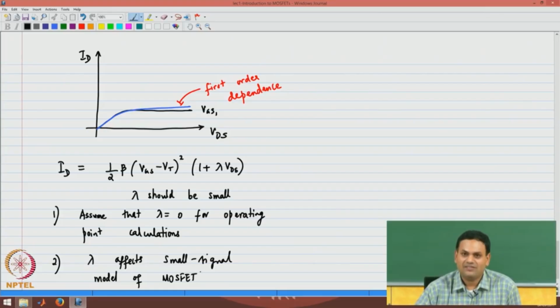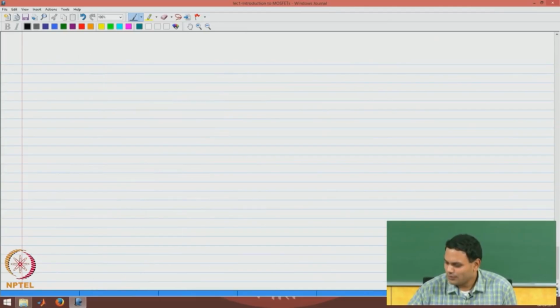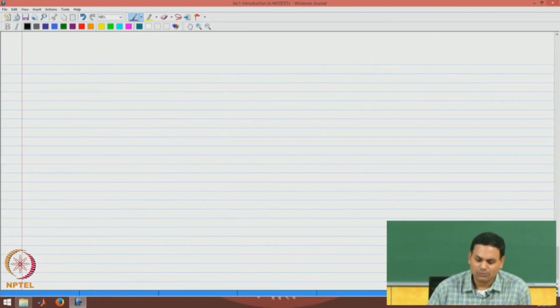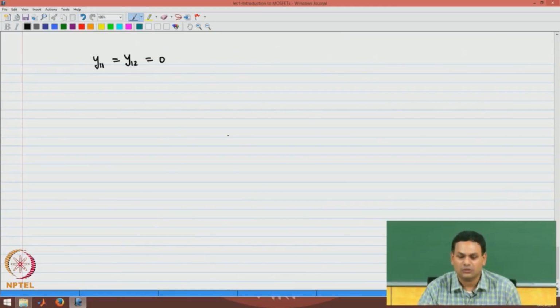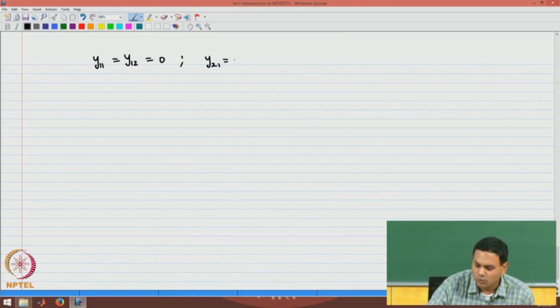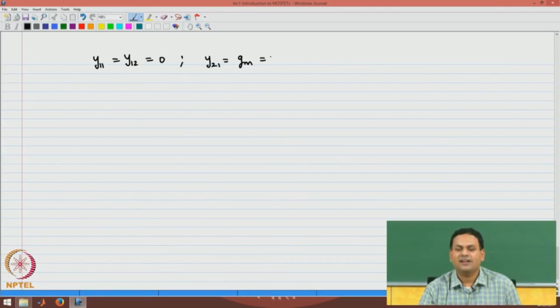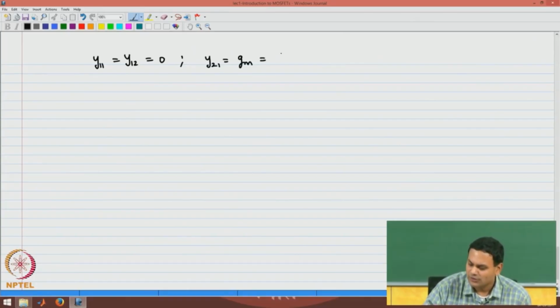So, please note that even though lambda may be assumed to be 0 for the operating point, it can still affect the small signal model of the MOSFET, and let us quickly see in what way it affects us. We have seen so far that Y11 and Y12 are 0 for the MOSFET, and that Y21 is equal to Gm, and for calculating Gm we will assume that lambda is 0. So, I will write down the first expression that we wrote down, which is mu n C ox W over L into VGS minus VT.